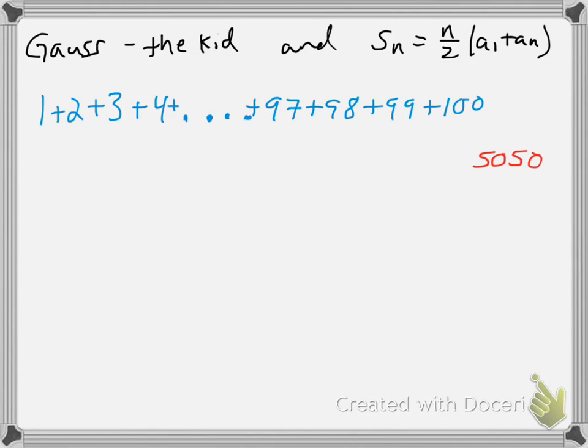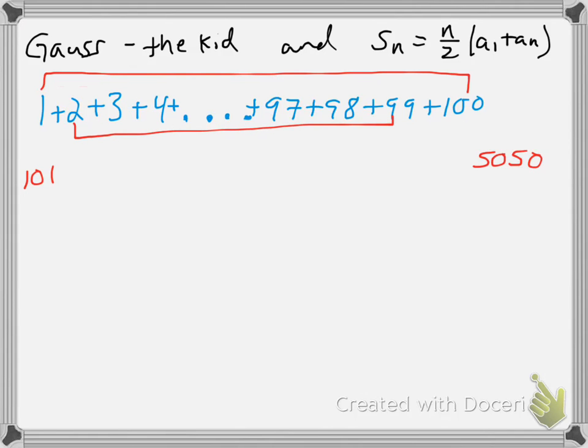And she's like, how did you do that? That's way too quick. Well, being that there is a common difference, see how it's going up by 1 every time? He knew that these had to form perfect pairs of sums. So I want to show you something here. 1 plus 100 is 101. 2 plus 99 is 101. 3 plus 98, you guessed it, 101. 4 plus 97, also 101.